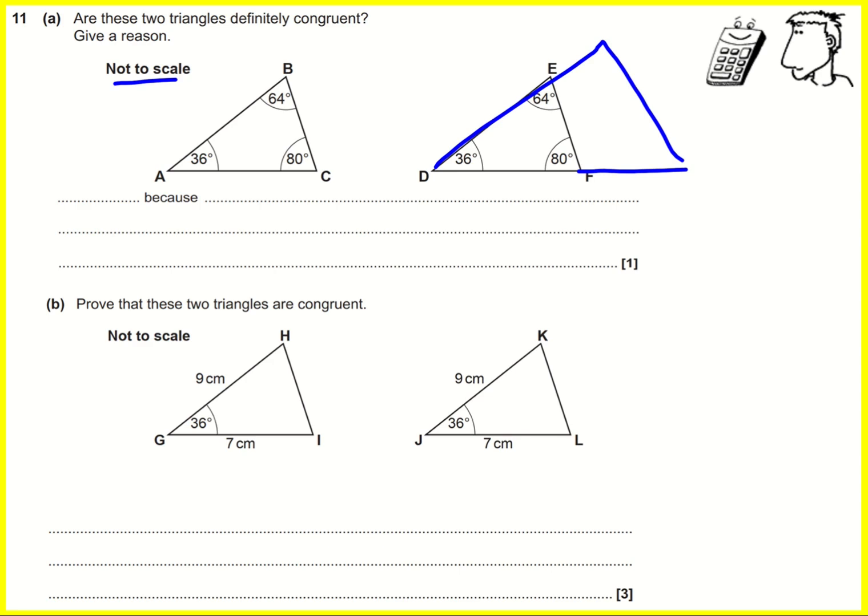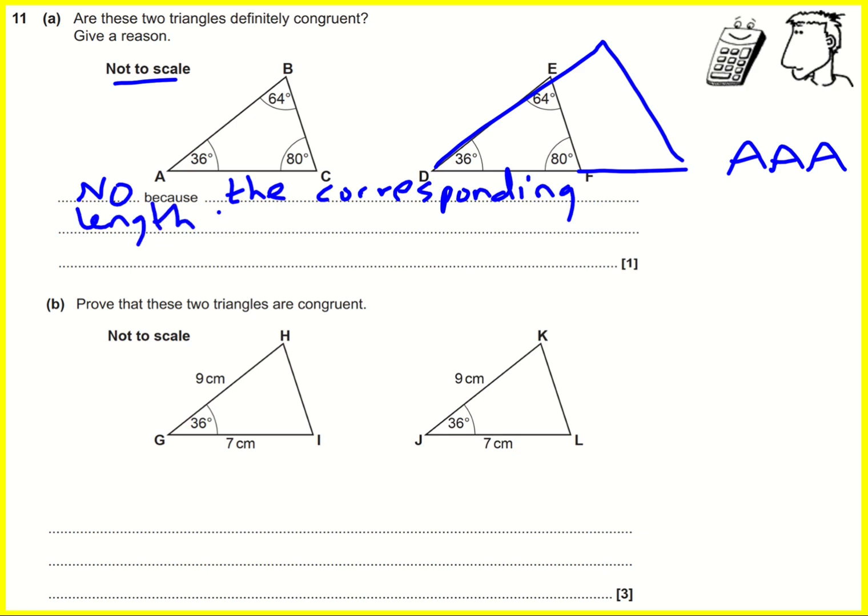Are they definitely congruent? No, because essentially we have angle, angle, angle here. The angles are the same, but that does not imply congruency. It implies similarity if the angles in a triangle are the same, but we're being asked about congruence, whether they're exactly the same size. You can rotate them and everything for congruence, but yeah, they have to be the same size. So no, because the corresponding lengths could be different.